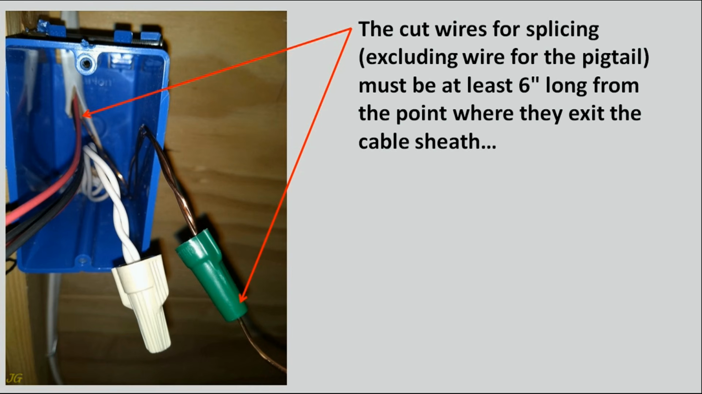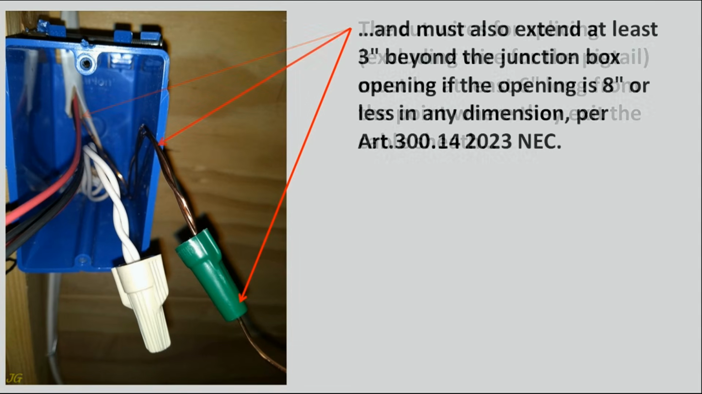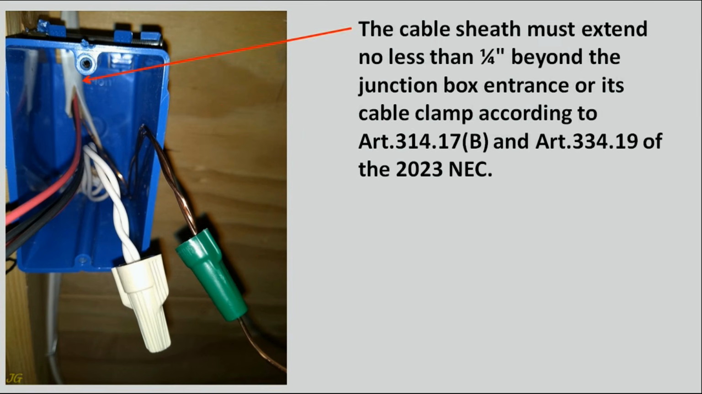The cut wires for splicing, excluding wire for the pigtail, must be at least 6 inches long from the point where they exit the cable sheath, and must also extend at least 3 inches beyond the junction box opening if the opening is 8 inches or less in any dimension, per Article 300.14, 2023 NEC. The cable sheath must extend no less than 1/4 inch beyond the junction box entrance or its cable clamp according to Article 314.17(B) and Article 334.19 of the 2023 NEC.